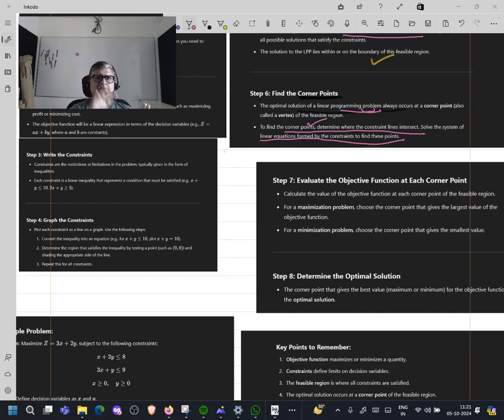If you get 3-4 corner points, one of them is giving you the highest profit, your answer is: this is my solution, right? And you will say this is my optimal solution because I have managed to maximize my profit, and that's my best investment strategy. Remember that question?